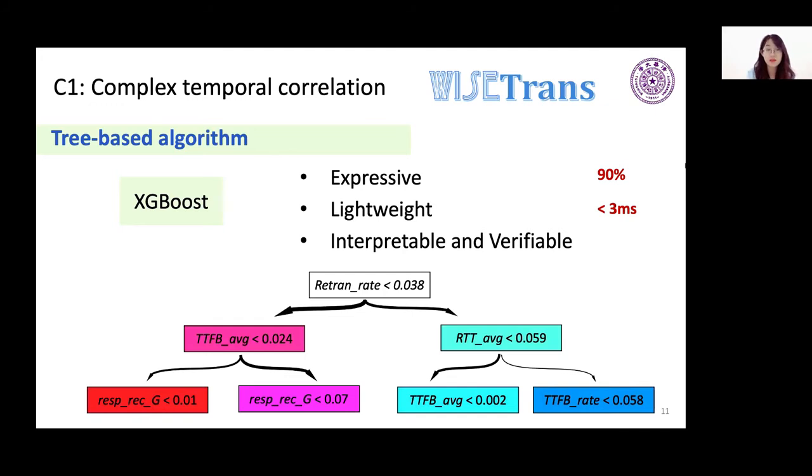Also, deploying the classifier online in a production environment requires the model to be interpretable and verifiable. Advances in the machine learning community have demonstrated the verifiability and robustness of tree-based models.